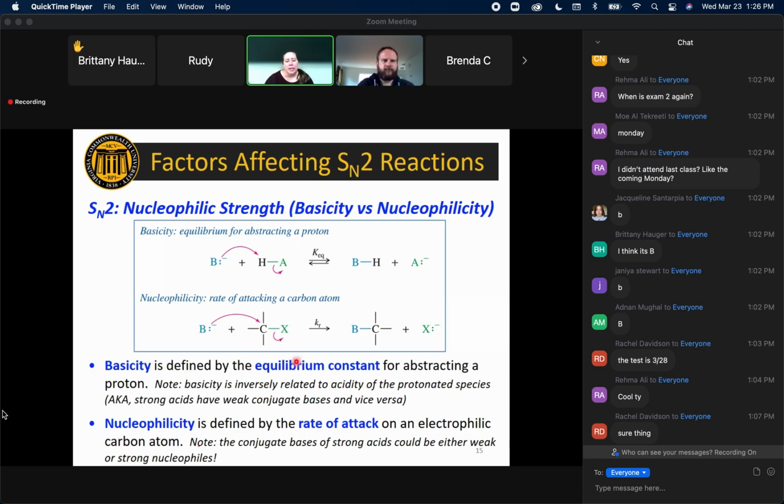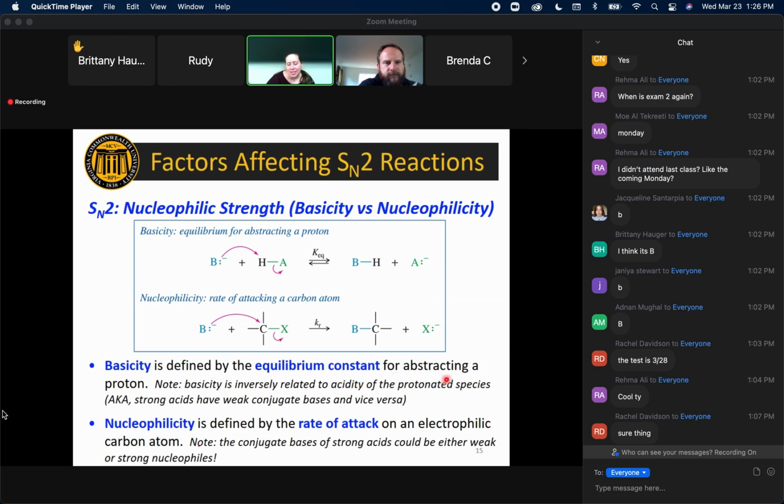So the big font down here says in words what I've been talking about, but I want everyone to take a moment and look at the italicized font here and note this note here: basicity is inversely related to the acidity of the protonated species.